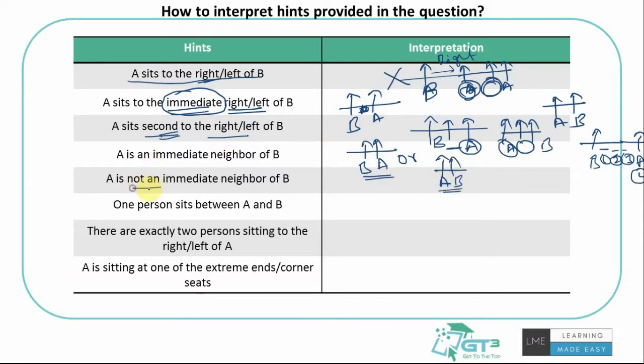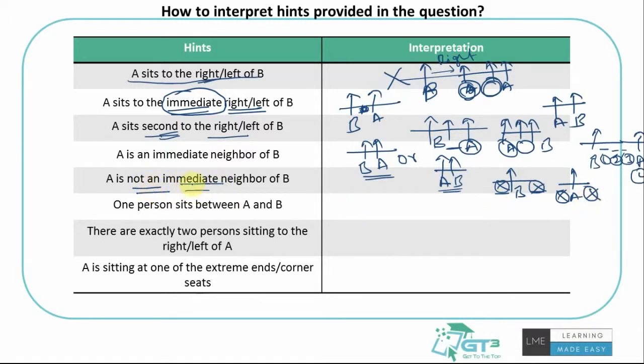A is not an immediate neighbor of B means they are not sitting next to each other. So if B is here, A can't be taking these two places. That's the interpretation of it, and anywhere else A can be seated. Similarly, vice versa, if I know where A is sitting, I know that the two adjacent places of A, to the right and left, can't be taken by B. That's what this line means.